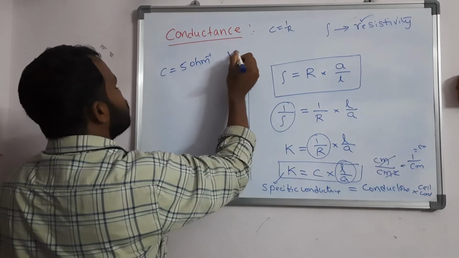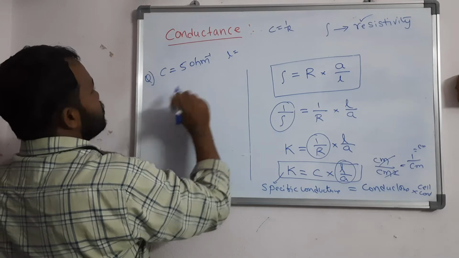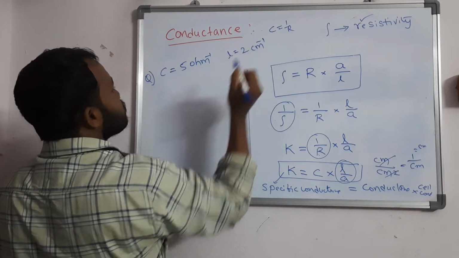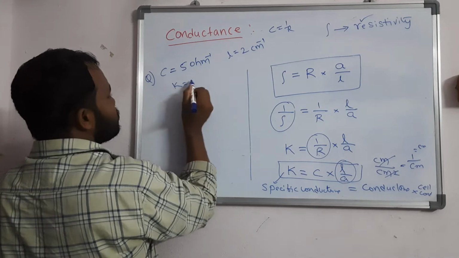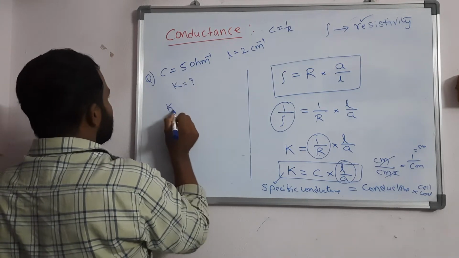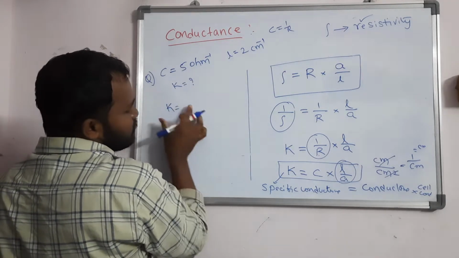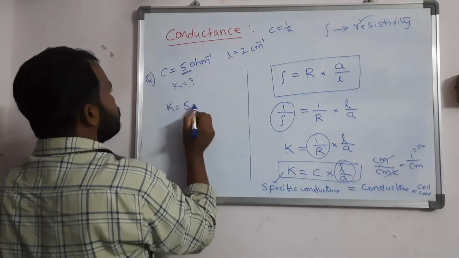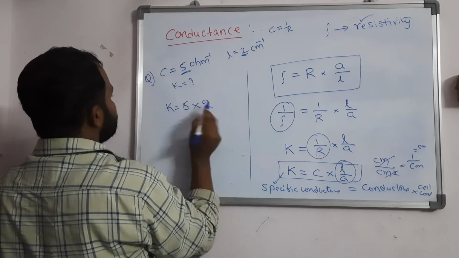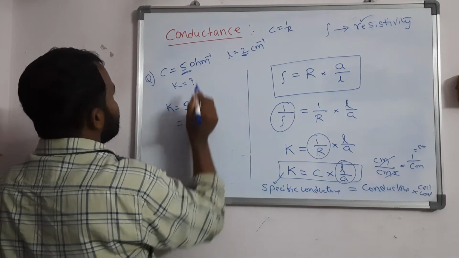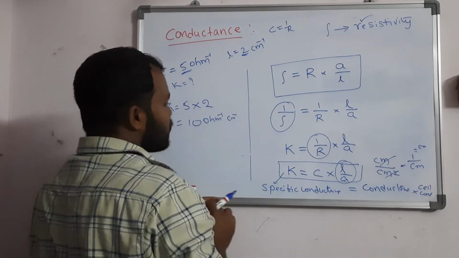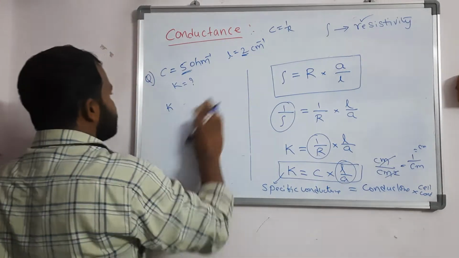So if L by A is equal to 2 centimeter inverse, this is the question: what is the value of K? What is the value of specific conductance? K is equal to what? Specific conductance is equal to conductance into cell constant, that is 5 into 2. 5 into 2 is 10. 10 ohm inverse centimeter inverse is the answer. They will ask this type of questions in the examinations.